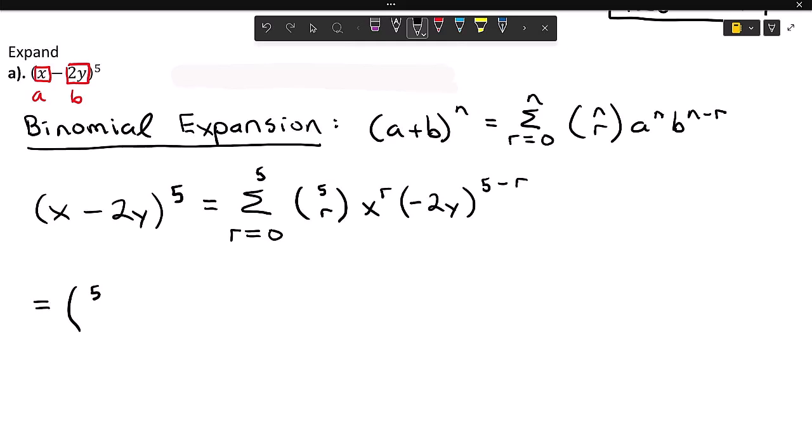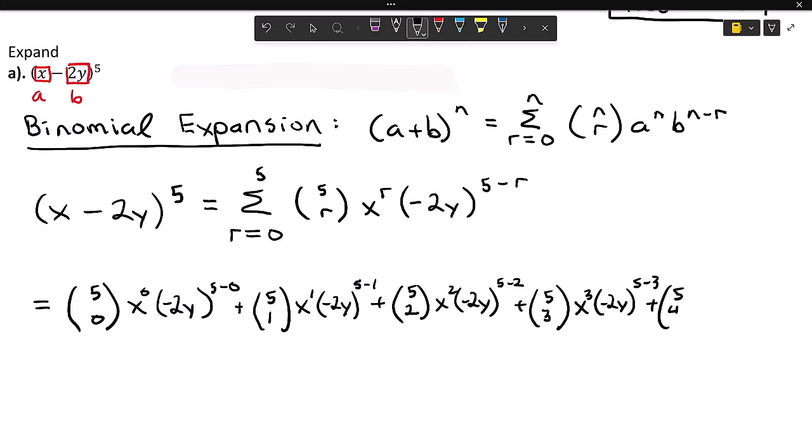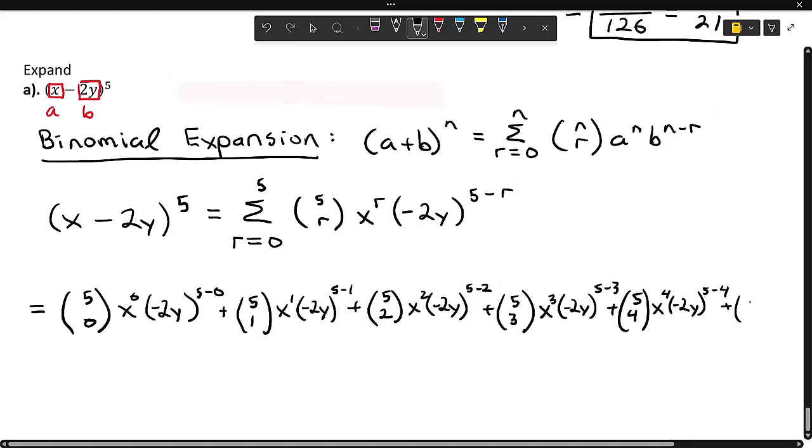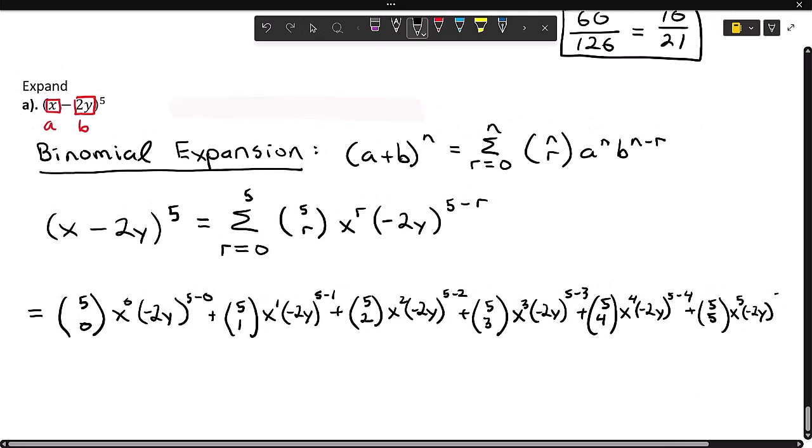First term would be 5 choose 0, x to the 0, negative 2y to the 5 minus 0, plus 5 choose 1, x to the 1, negative 2y to the 5 minus 1, plus 5 choose 2, x to the second, negative 2y to the 5 minus 2, plus 5 choose 3, x to the third, negative 2y to the 5 minus 3, plus 5 choose 4, x to the 4, negative 2y to the 5 minus 4, plus 5 choose 5, x to the fifth, negative 2y to the 5 minus 5.